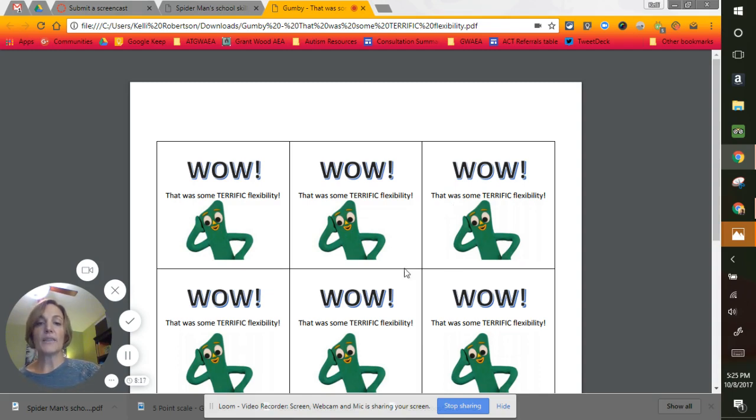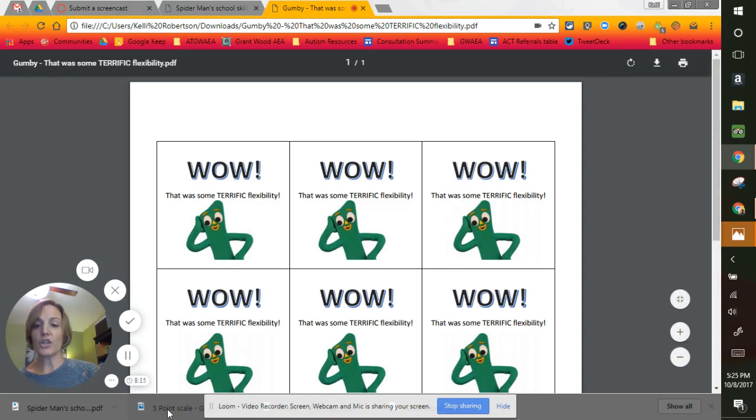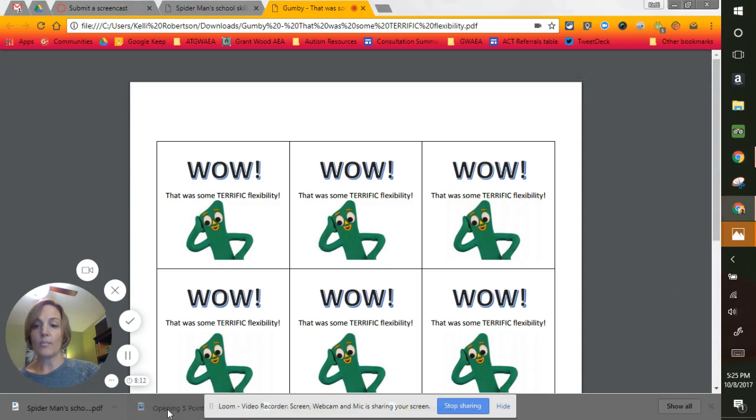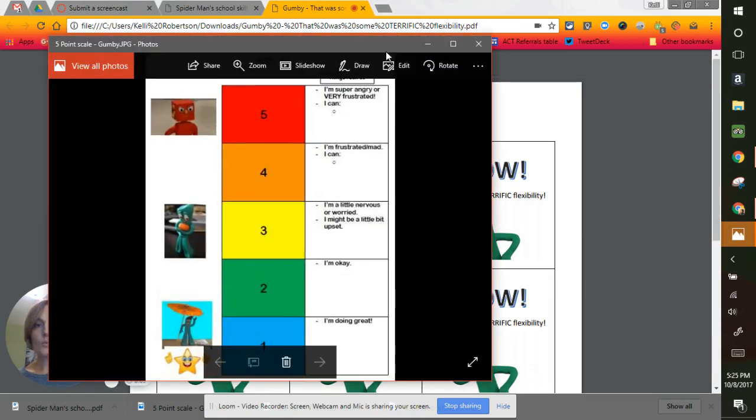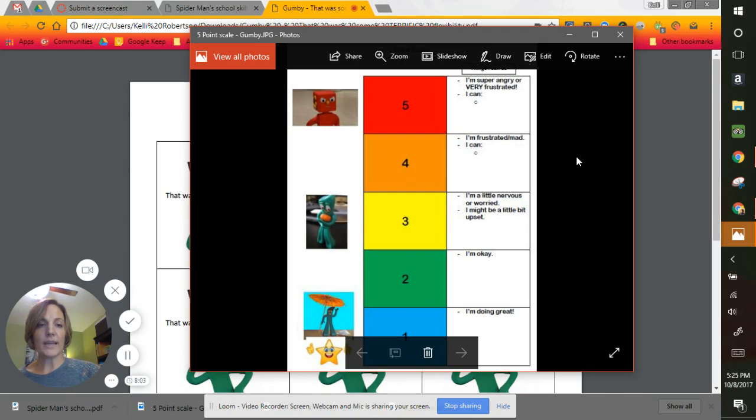These tickets were also used in conjunction with, I'll pull it up here, a 5-point scale. We use this 5-point scale that I put together. Down here we have 1, I'm doing great, that again had Gumby on vacation, looking very relaxed. As you go up the scale, number 3, I'm a little bit nervous or worried, and we have Gumby over here using maybe some of his strategies, his squeeze ball.